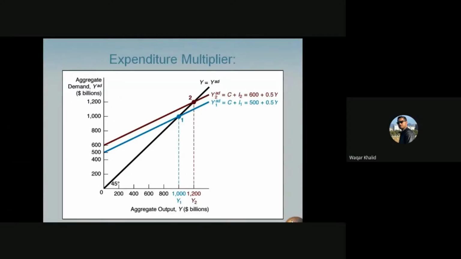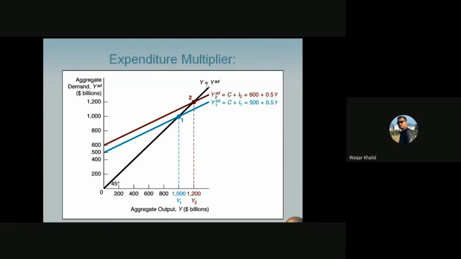Look at the case of expenditure multiplier. As you know, a rise in planned investment spending, or a rise in autonomous consumer expenditure, shifts the aggregate demand function upward and leads to an increase in aggregate output. Look at this case, 8.1. Y1 is $1,000 billion, but at point 2, Y2 is equal to $1,200. It means Y1 AD shifted to Y2 AD. The question is how this shift can occur.